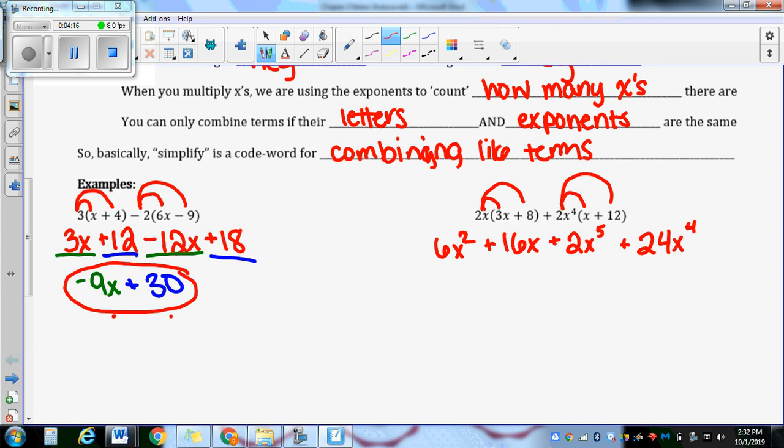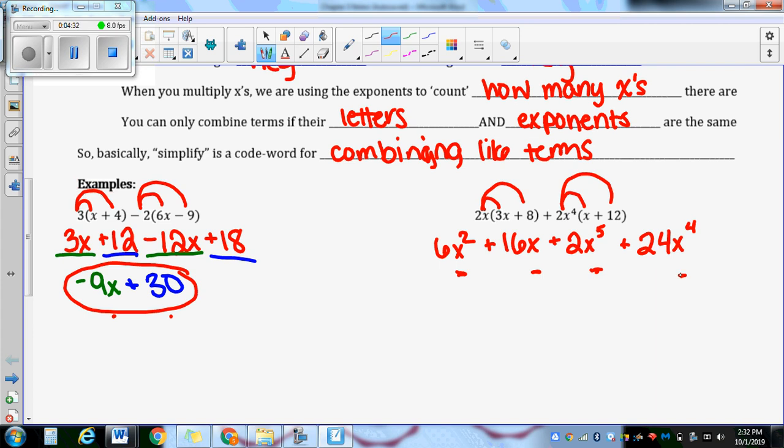So I've distributed to get rid of my parentheses. Next, I need to combine like terms. But the problem is here that there are no like terms. This guy has 2 x's. He only has 1, so they don't combine. He has 5 x's, so he doesn't combine with anything.